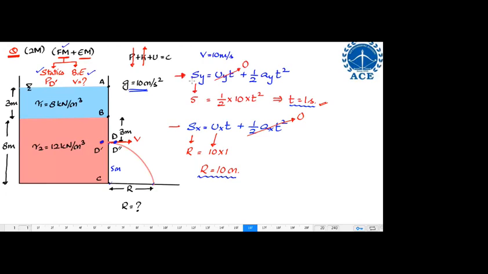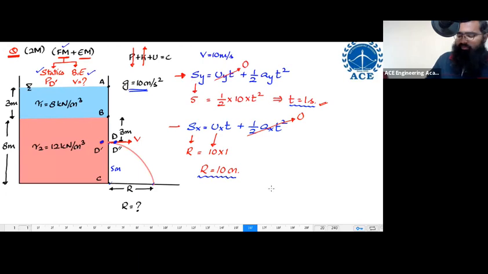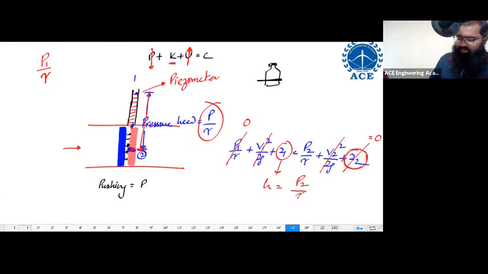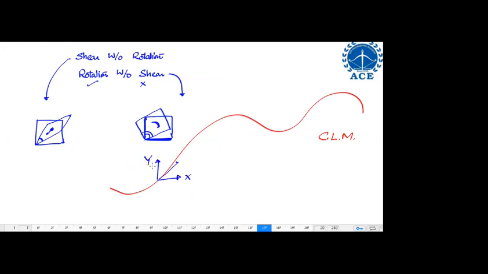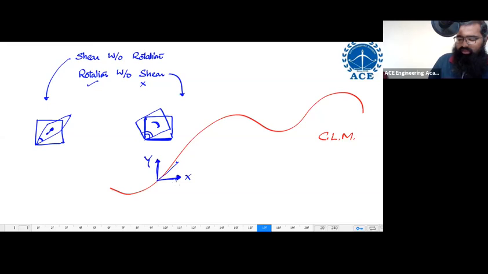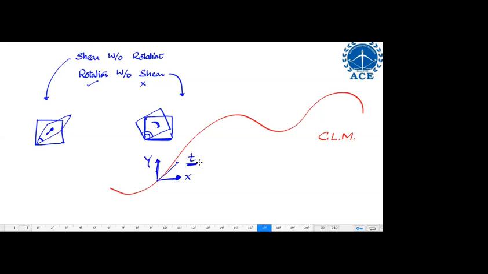Whenever you're having this kind of motion, which is called curvilinear motion, remember one thing from physics: you are going to have x-axis motion separate and y-axis motion separate. But both these motions are interconnected with what parameter? The time parameter.